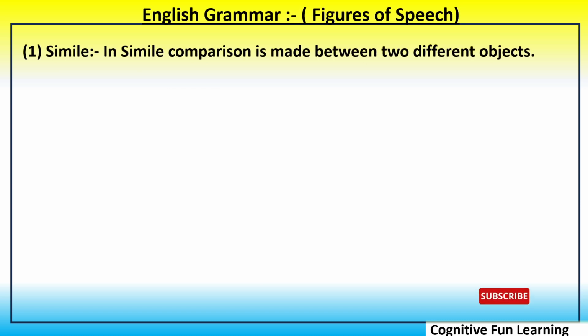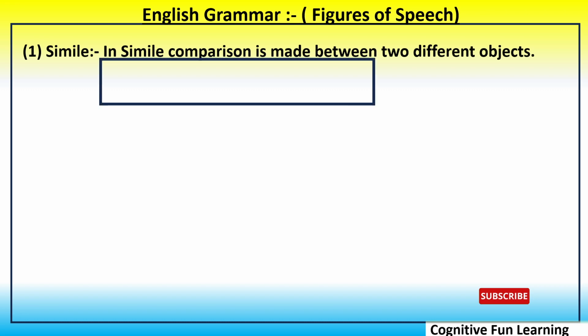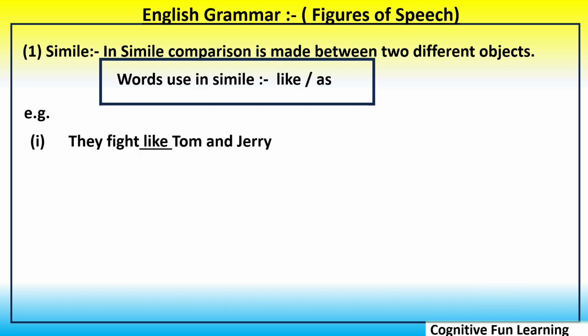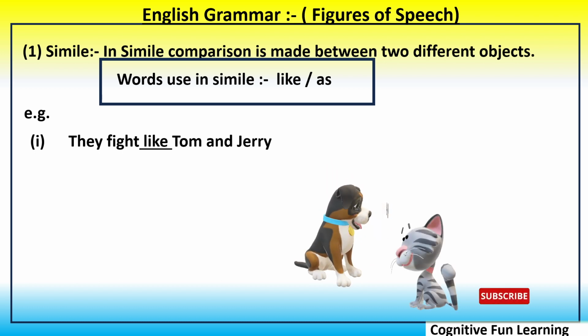In simile, comparison is made between two different objects and we use words like "like" and "as". For example, they fight like Tom and Jerry. Here we are comparing their fight with the fight of Tom and Jerry by using the word "like" in the sentence. So this is an example of simile.